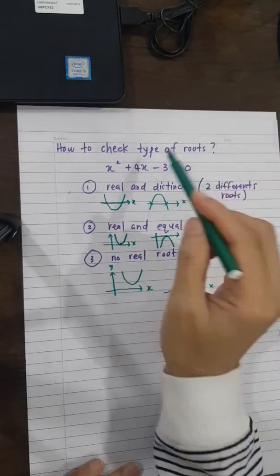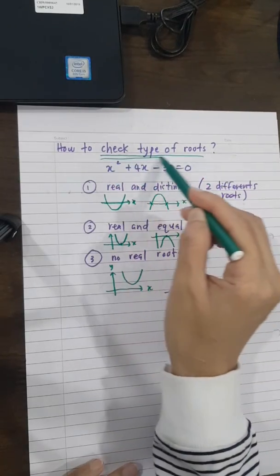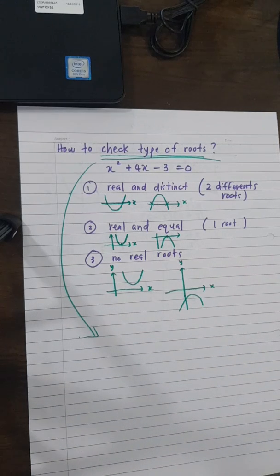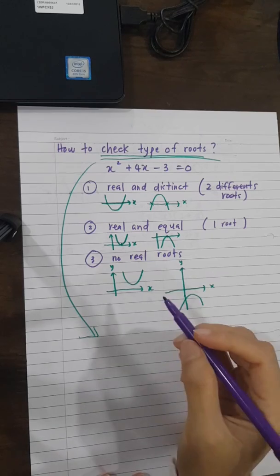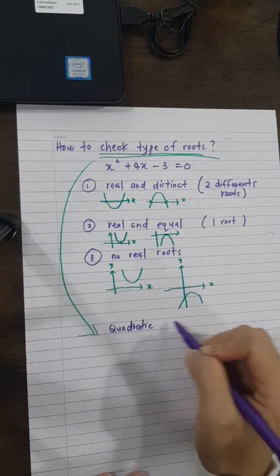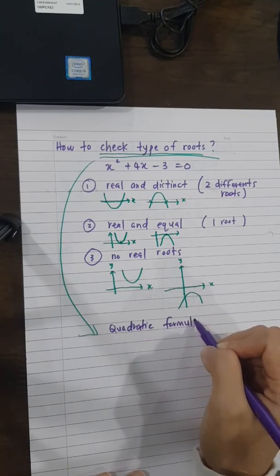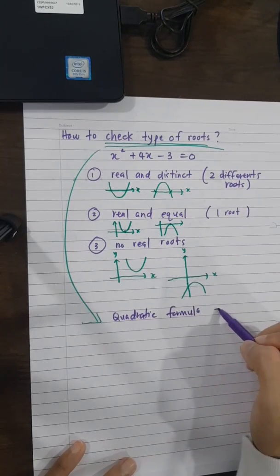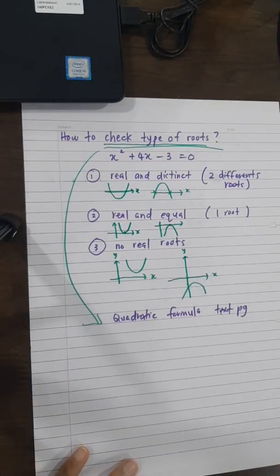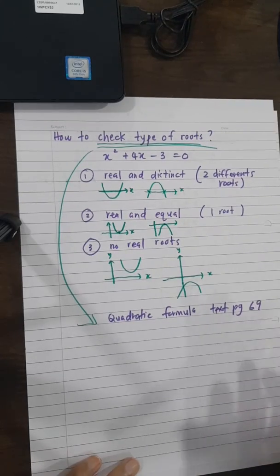Okay, just now, how do we check the type of root? Very, very easy. We need to use the quadratic formula. You can see the quadratic formula in your textbook, page 69.